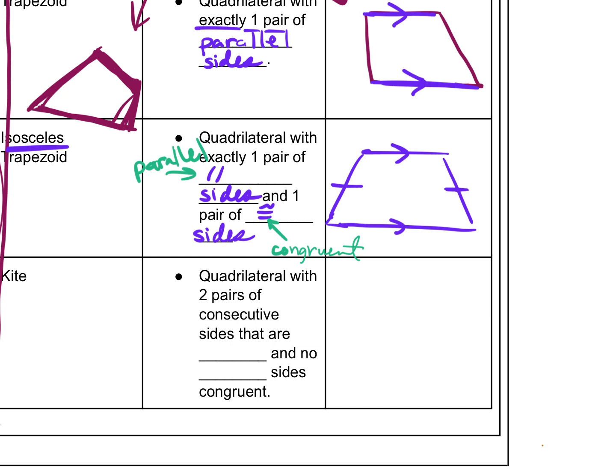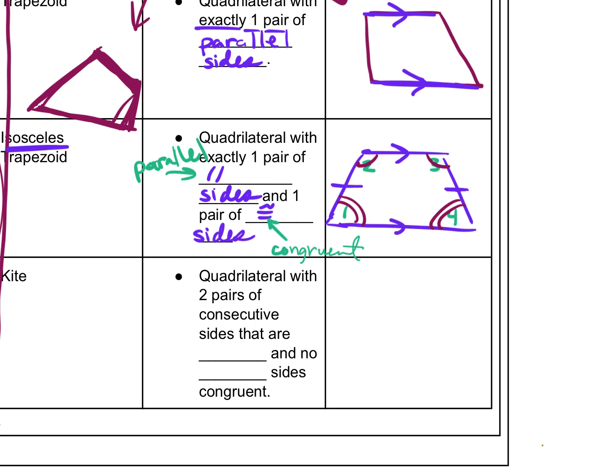Okay, so if this is angle 1, angle 2, angle 3, angle 4, what do you know of those angles? You know quite a few things, actually. 2 and 3, what is congruent? 2 and 3 are congruent. 1 and 4 are congruent. So the base angles are congruent, and then there's other things you know.